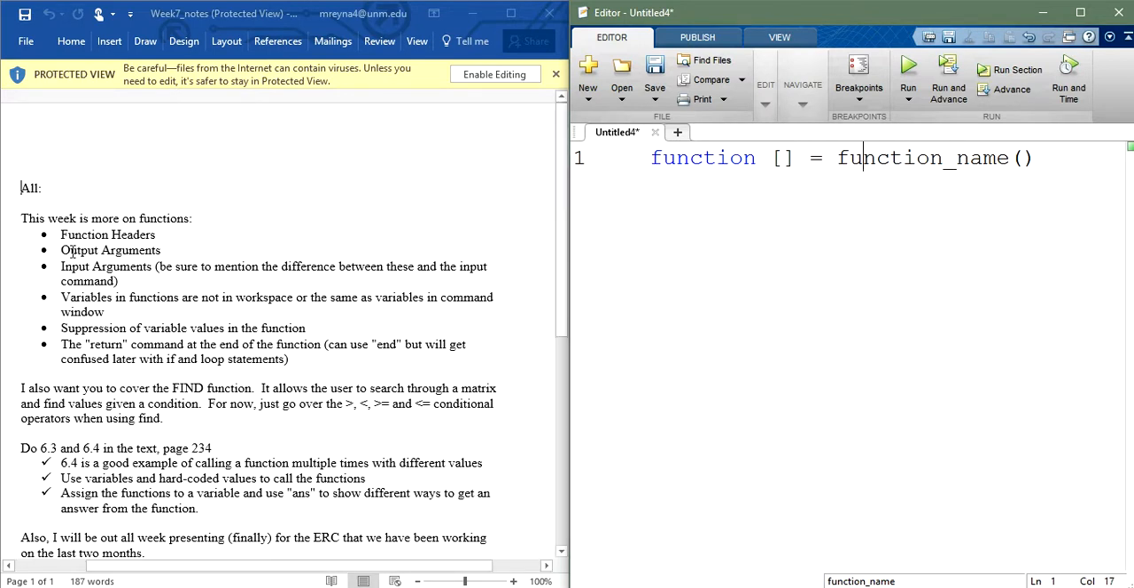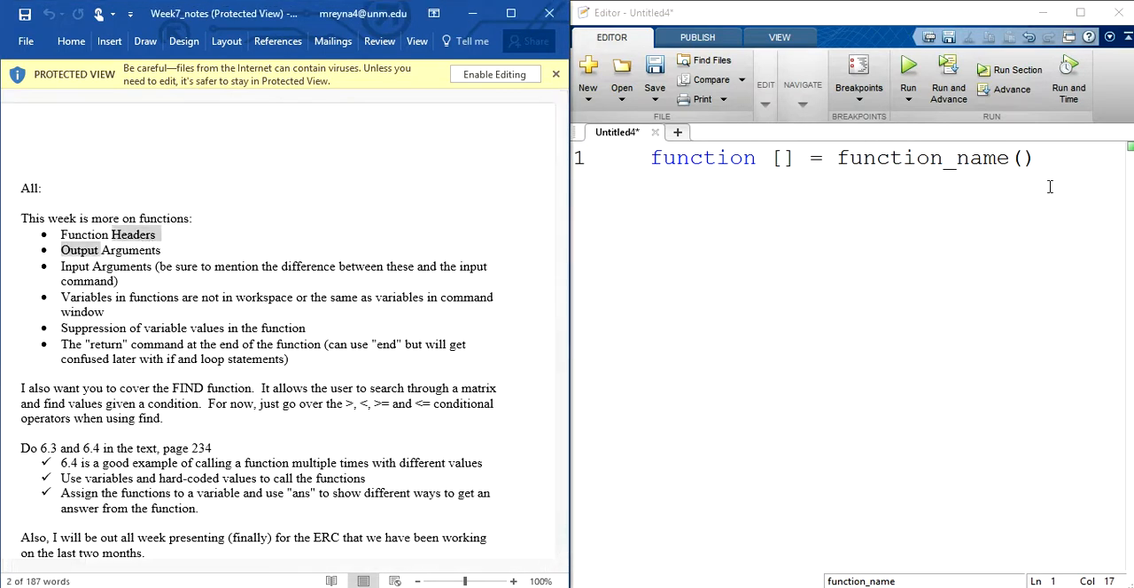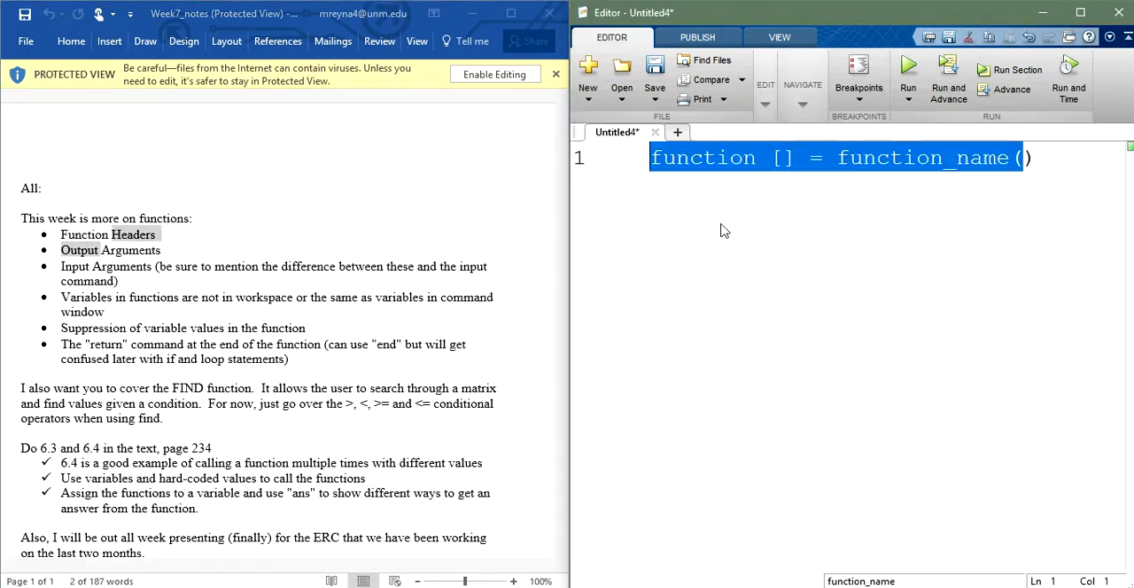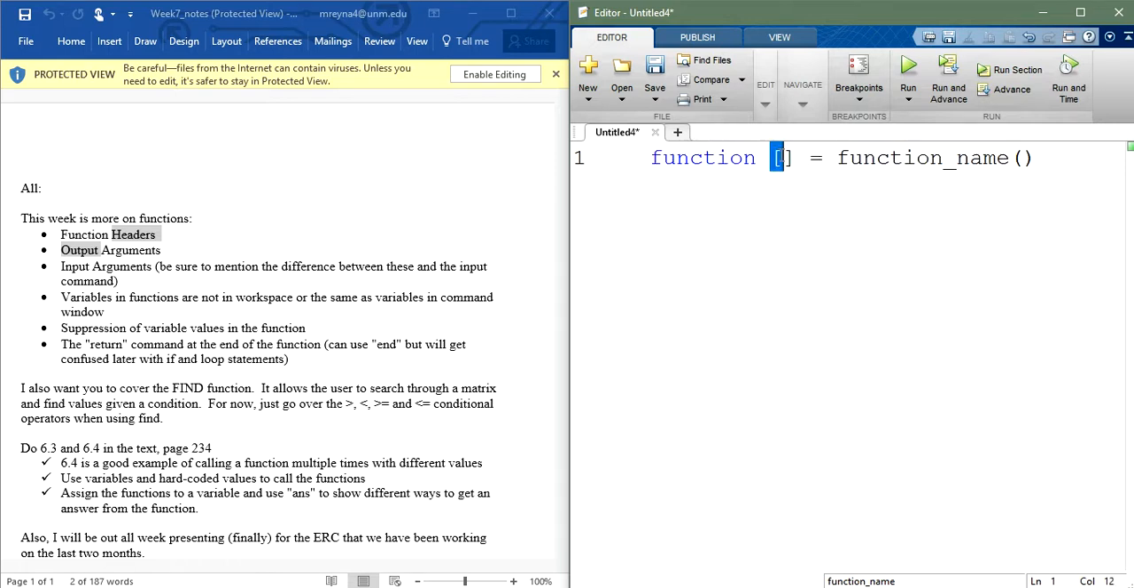Let's follow off of Peralta's thing. Function header. This whole entire thing is considered the function header. Word function, the output arguments, function's name, and then the input arguments.